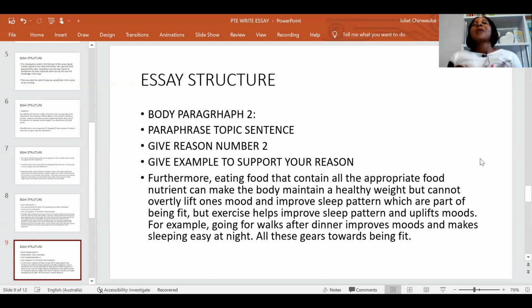So you see here, I paraphrase the topic sentence. I gave reason number 2 to support my points, my opinion. Remember my opinion at the introduction part. Then I also give an example to support my reason. Now, these things are really very important. These are the things that you need to do for you to write. So I hope that this is going to help you know what to do.